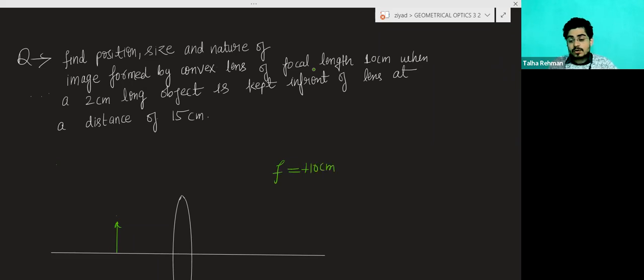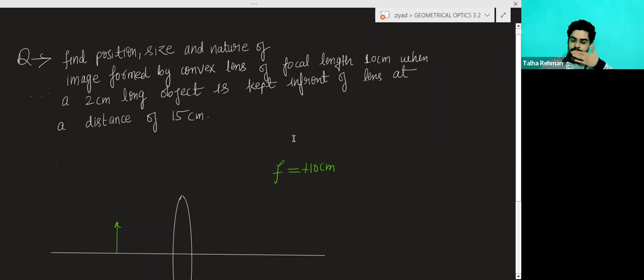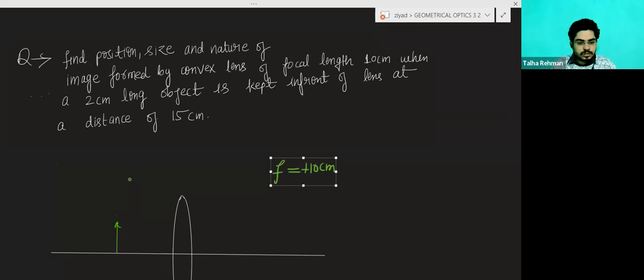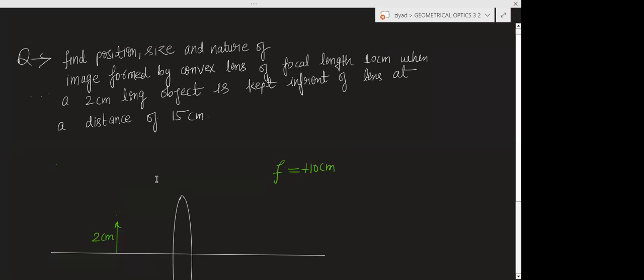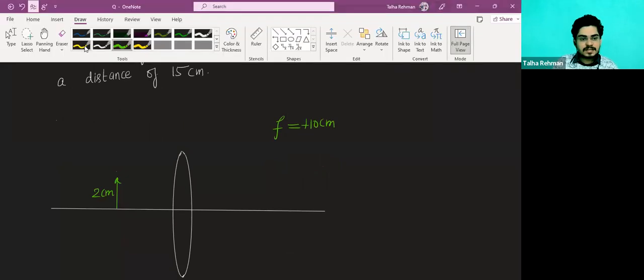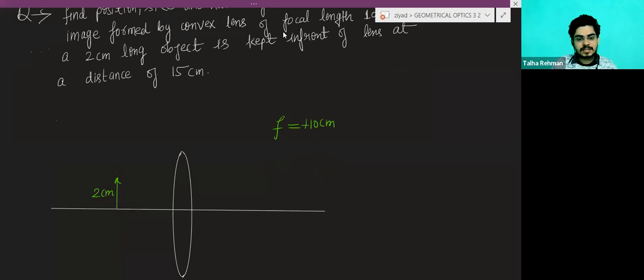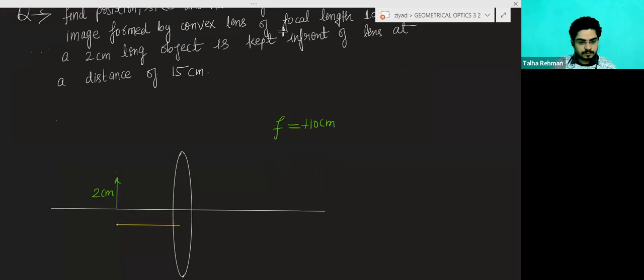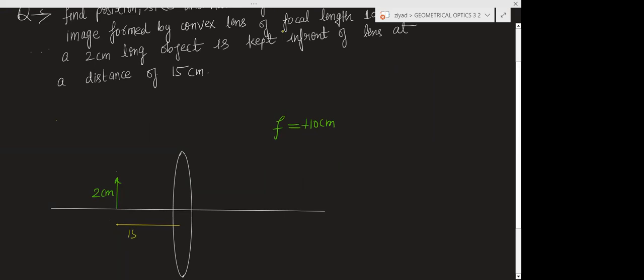So the focal length of a convex lens is always positive, and focal length of a concave lens is negative. So note this point. Focal length will be positive for the convex lens. When a 2 centimeter long object, so the height of this object is 2 centimeter, is placed at a distance of 15 centimeter from the lens. So this distance is 15 centimeter.